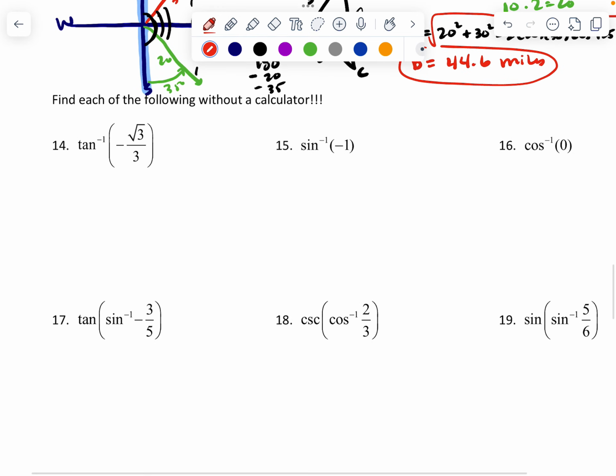All right, you guys, for each of the following, find without a calculator. Okay, so when you look at the first one, and you guys, I'm kind of showing you what I want to see for work. Otherwise, you're not going to get very many points for this.